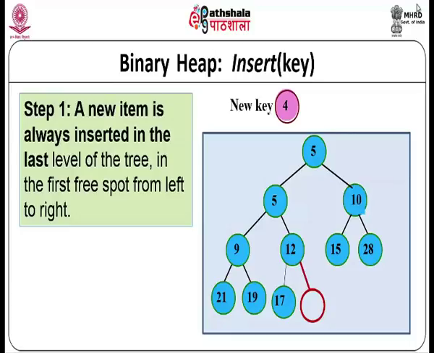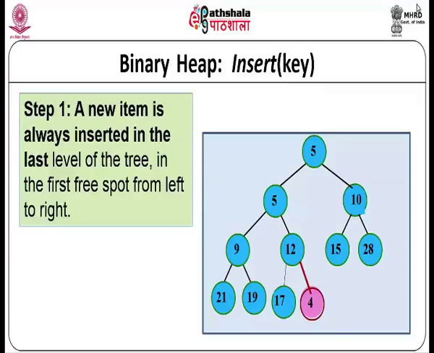The new key we want to add is 4. By looking at it, you know that 4 has to become the root of the tree, because that is the minimum value. This is a minimum heap. Now, how do we go about it? Step 1 is to insert it at that particular point. So, we have inserted it. A new item is always inserted in the last level of the tree.